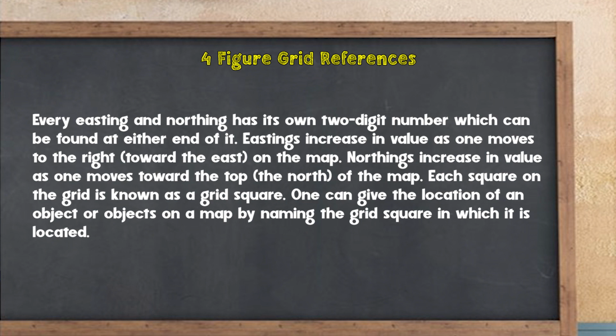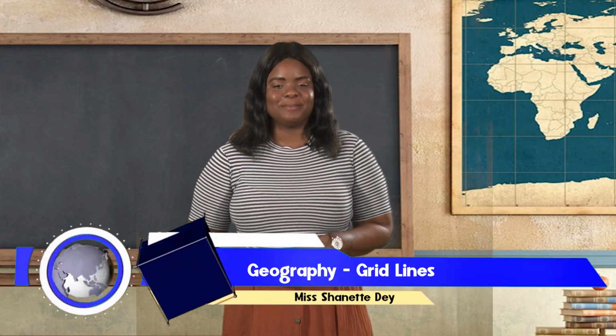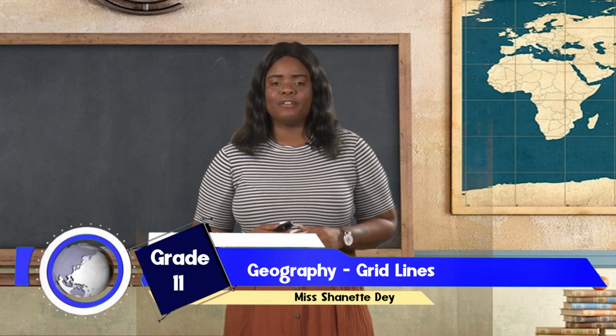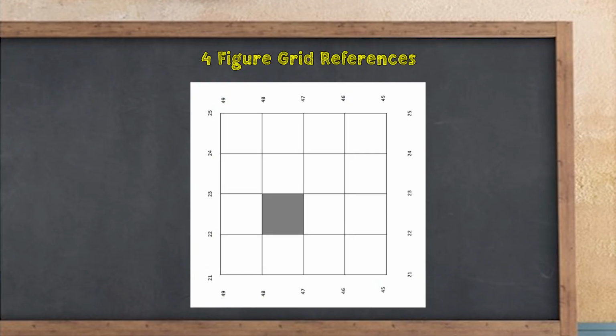Each square on the grid is known as a grid square. One can give the location of an object or objects on a map by naming the grid square in which it is located. Lucky for you, it is a very simple process. Now, giving a 4-figure grid reference, look at the grid on the screen. One square has been shaded. How can you easily identify this square? A simple way is to give the 4-figure grid reference for that square.